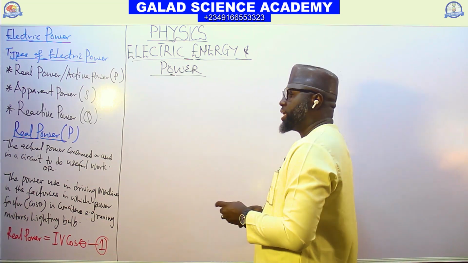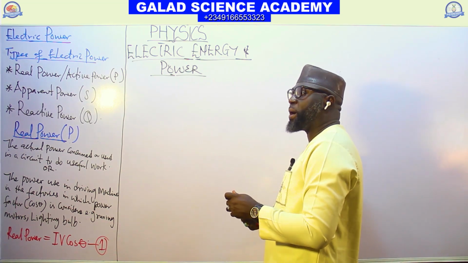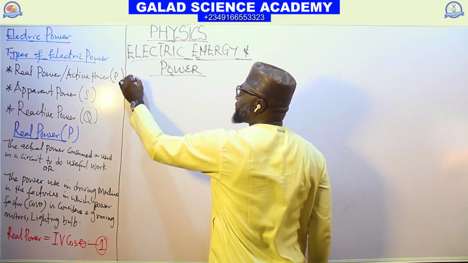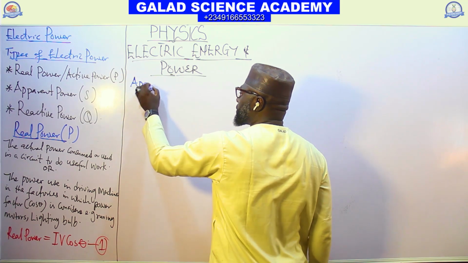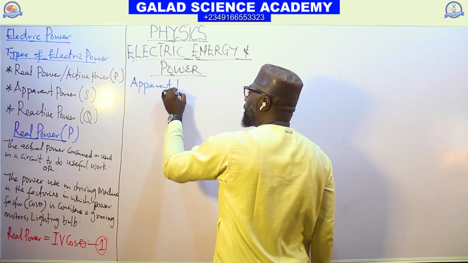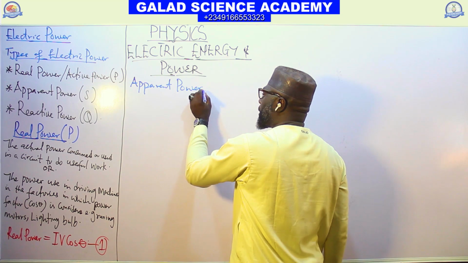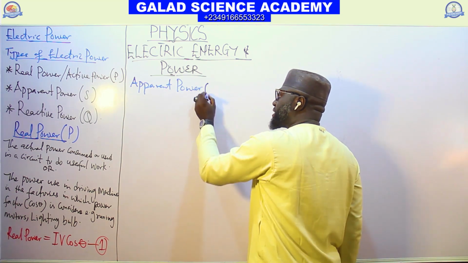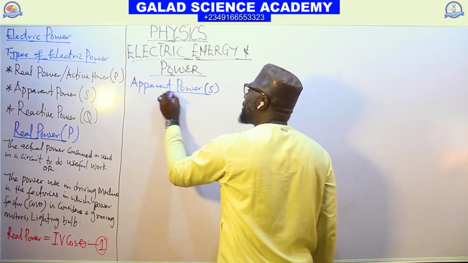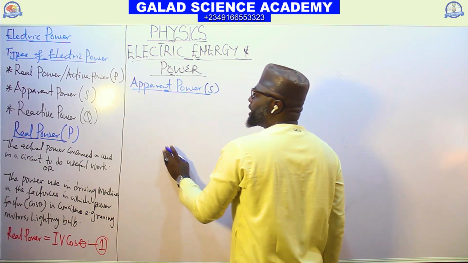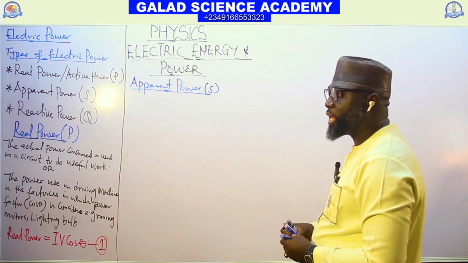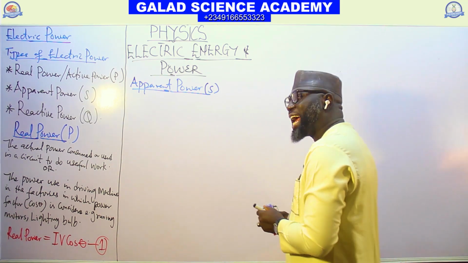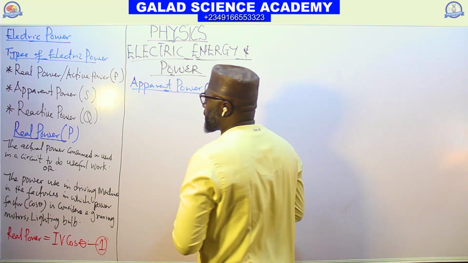The next power is apparent power. The apparent power is the total power supplied to a circuit. The symbol for apparent power is S. So this is the total power supplied to a circuit, whether used or not used.